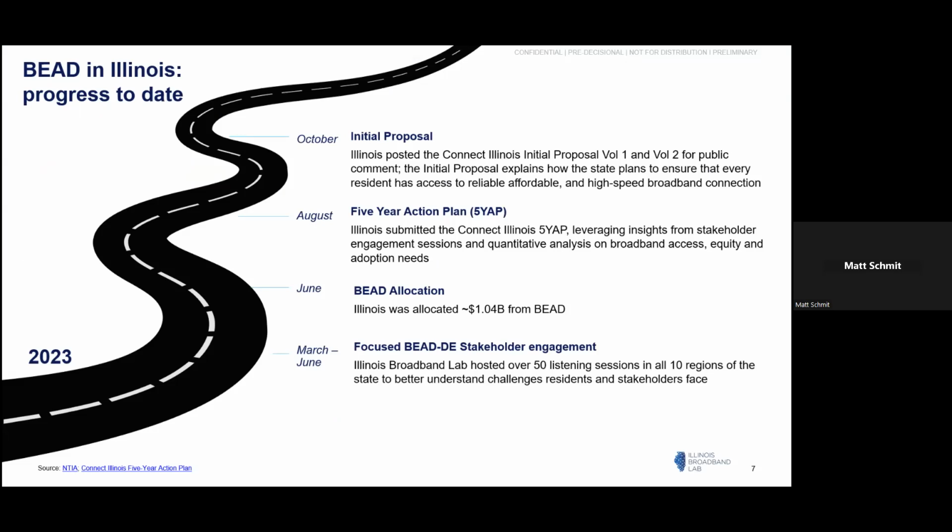And a lot of that work fed into our 5-year action plan, which we released for informal comment in August and then submitted to the National Telecommunications Information Administration. I'm not sure if we're going to get any feedback on that 5-year action plan, but it was a good stake in the road on our way towards the initial proposal where we are today.